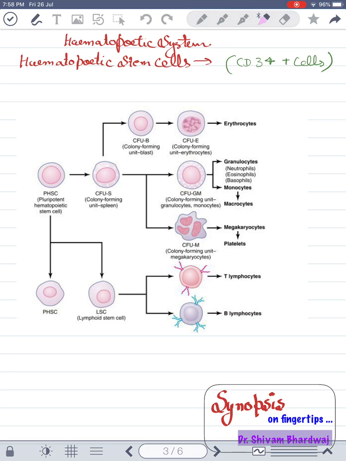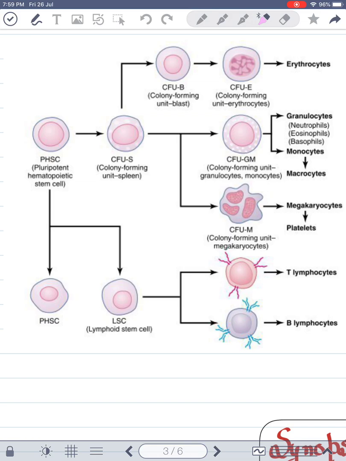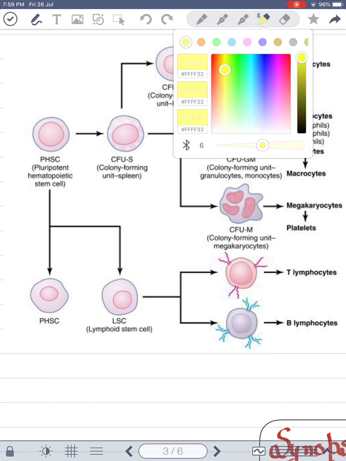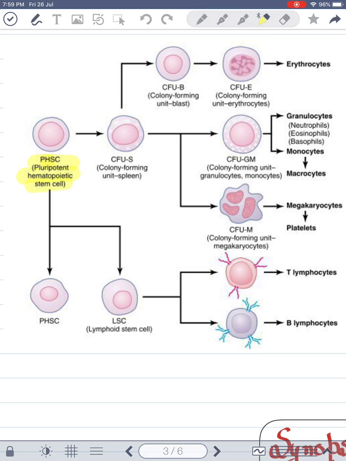In this figure, as we can see, we have stem cells. These are the pluripotent hematopoietic cells. Now these hematopoietic cells are going to form either colony forming unit spleen or lymphoid stem cells. Now these colony-forming unit spleen cells will be forming either CFU-blast, CFU-GM, where G stands for granulocytes and M for monocytes, and CFU-M, which is for the megakaryocytes.